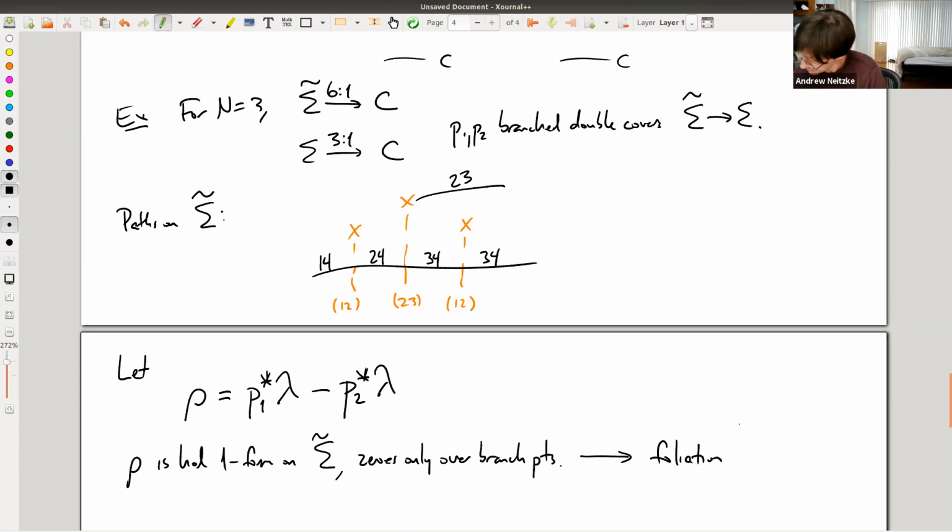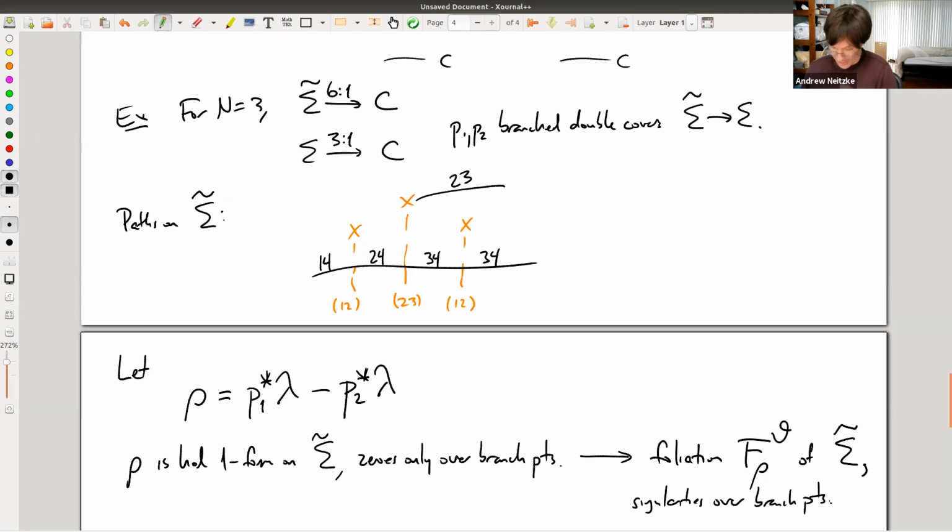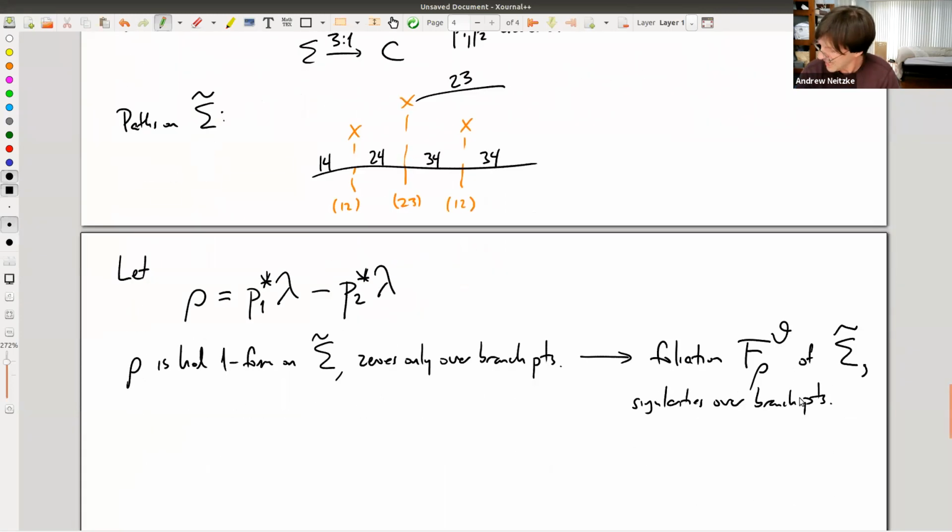So we'll get a foliation F rho, or more generally, we could twist it by this angle theta, on sigma twiddle, with singularities only over the branch points. Okay. And since this rho is absolutely the only one form I will ever use on this root curve, sometimes I'll just write this foliation F theta. Okay.